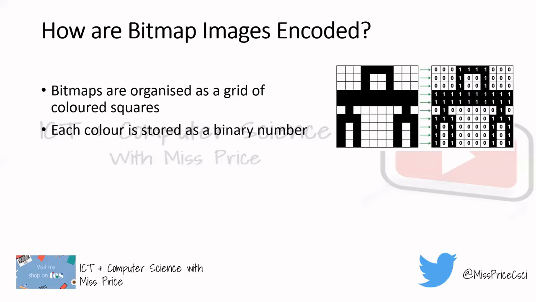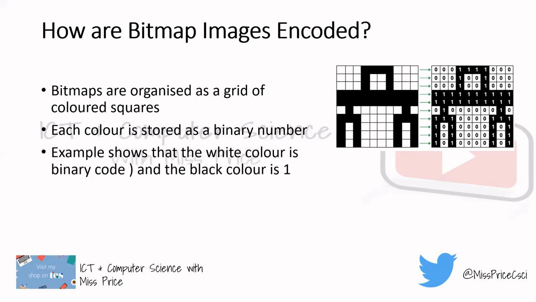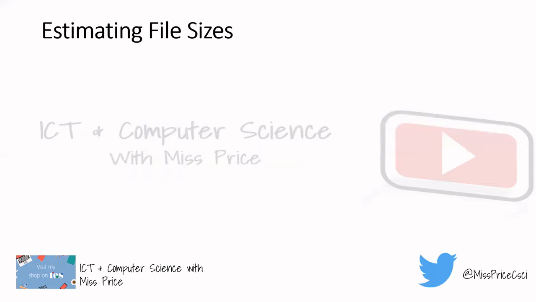So now each colour is stored as a binary number. So again, this adds to the illusion. Are you looking at a colour or are you looking at a number? You're just simply looking at numbers. They're just encoded. So as you can see, the white colour is 0 and the black colour is simply, sorry, that shouldn't be a bracket there, that should be 0. Is a 1.